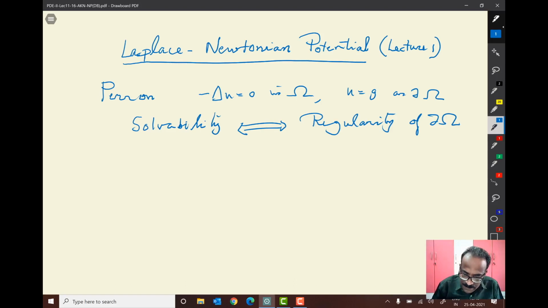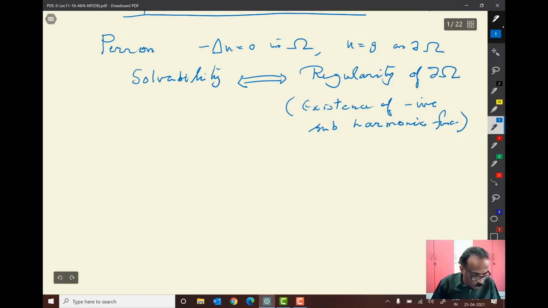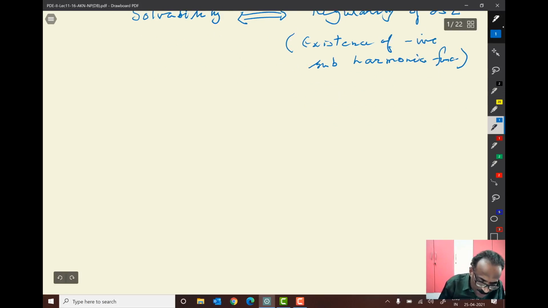Okay, but then this regularity is basically an existence of a negative subharmonic function. Okay, somewhat. So today we will give two examples where you can verify this regularity. So example 1, we need some sufficient conditions to verify that. Example 1, this is the case when n equal to 2.